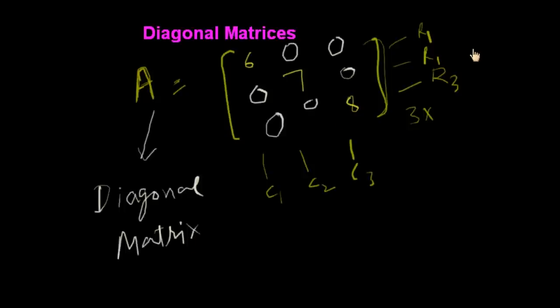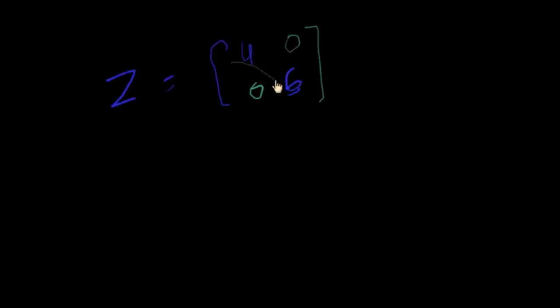We can give one more example. Suppose Z is a diagonal matrix. 4, 6. Zero, zero. This is a scalar matrix and diagonal or cross elements are not zero. We start from the left side.